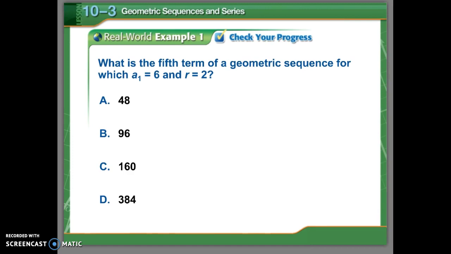Here is a problem to check your progress. Really easy process. This time you're going to find the 5th term of the sequence. Go ahead and pause the video, work it out, and we'll see the answer on the next screen. Okay, our answer this time is B, 96.